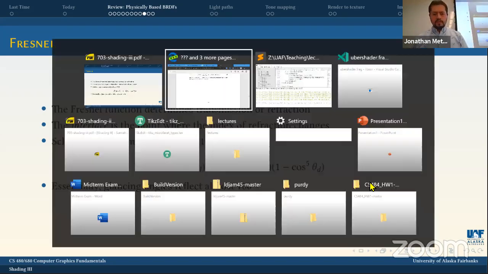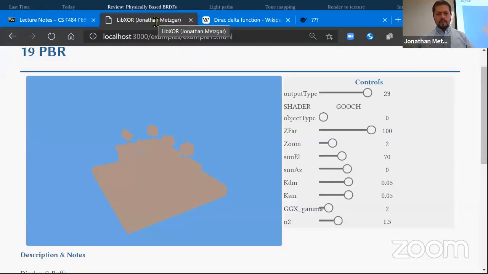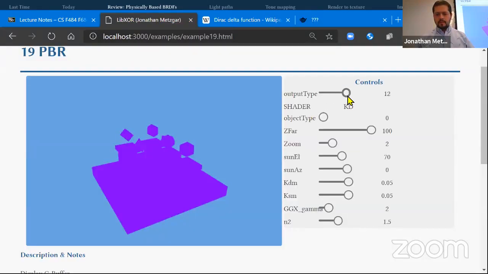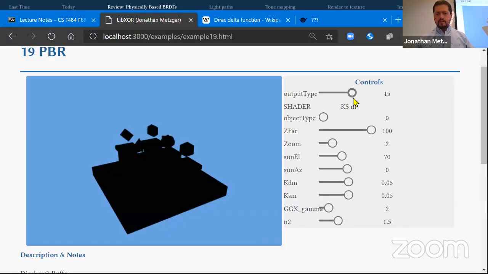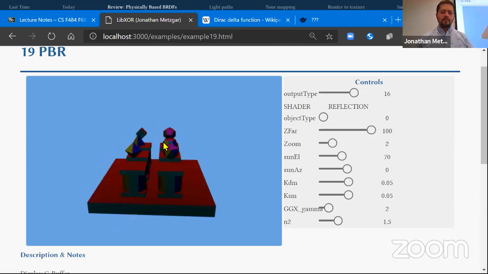So here's an example of that. If I were to go here, I can show off the Fresnel. So here's Fresnel. Remember last time we showed what the direction would be.